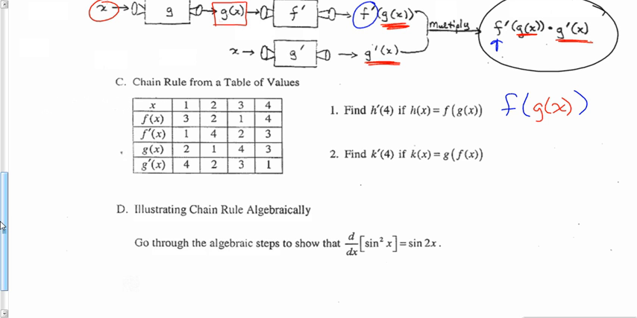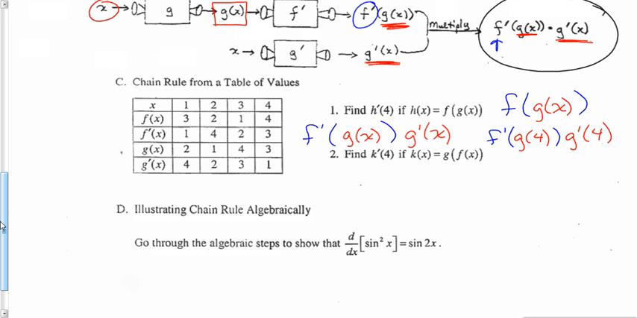So when I take this derivative, it's going to be the derivative of the outside. I still plug in the same inside. And then I'm going to multiply by the derivative of the inside. So now let's put this in terms of what we're trying to find, which is h prime of 4. So then h prime of 4 is going to be f prime of, the inside stays the same, g of 4, times the derivative of g at 4.